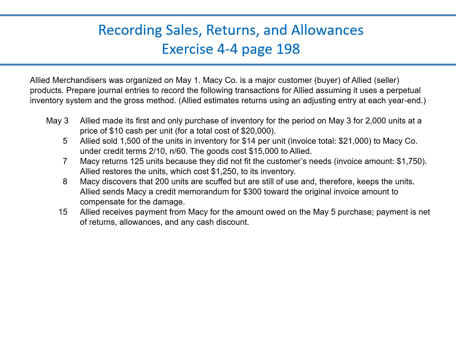Okay, so in exercise 4.4, we're going to record those sales returns and allowances for Macy Company. Allied Merchandisers was organized on May 1st. Macy Company is a major customer/buyer of Allied, who's the seller. We're going to be asked to prepare the journal entries for the following transactions for Allied. So we're producing the journal entries for the seller side, assuming they have a perpetual inventory system in the gross method, meaning that they estimate returns using an adjusting entry at year end. And then here's all of our transactions. They'll be each of them on the subsequent slides.